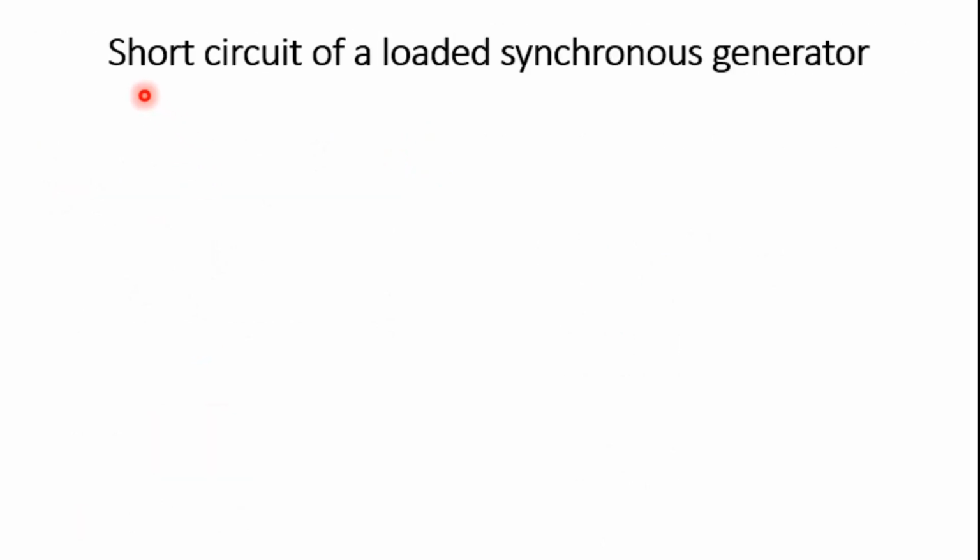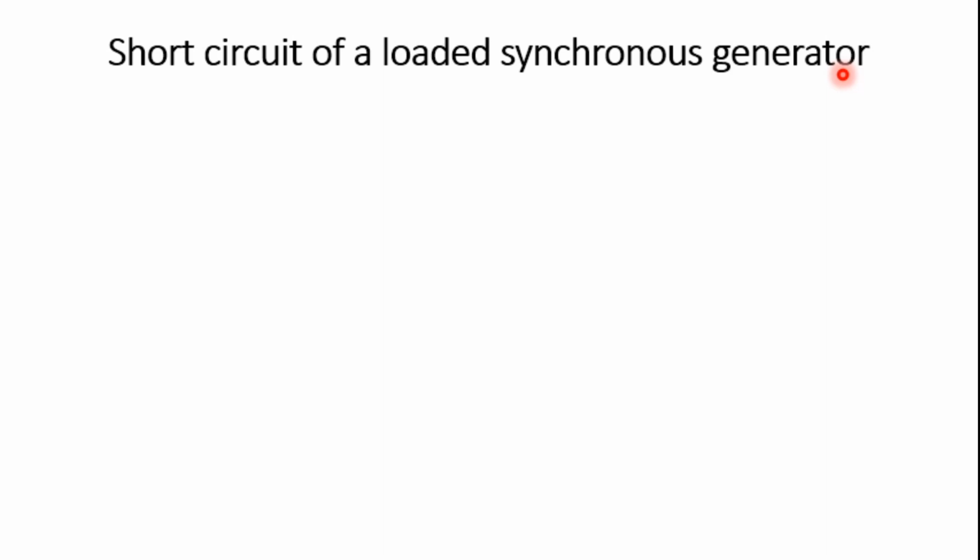Let's understand the next concept, which is short circuit of a loaded synchronous generator. In practice, before the short circuit, generally the generator would be mostly on load condition. So the determination of the short circuit currents when the machine is on load involves the determination of the internal voltages considering the subtransient, transient and steady state reactances.